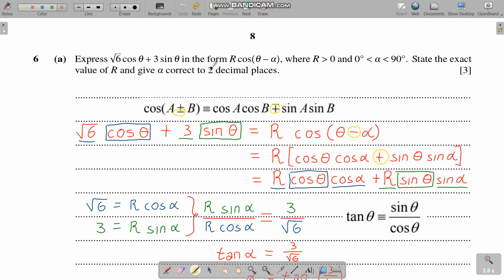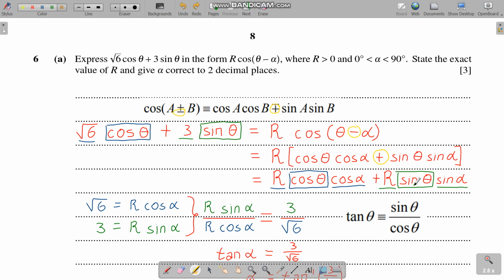So the first step is to use the compound angle trigonometry formula in MF19 for cos, because we are using cos(theta minus alpha) here. So this is the formula. Because of the minus, we have to use the sign at the bottom, so we have cos plus sin. And notice the square brackets. Without the brackets, we have r cos plus r sin.